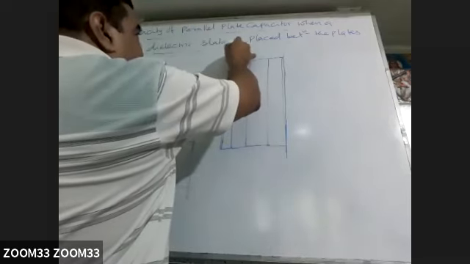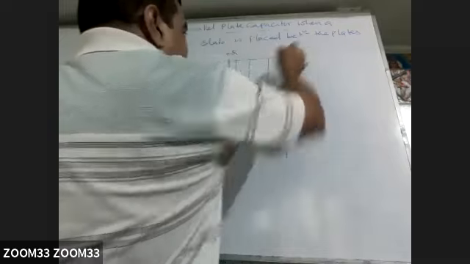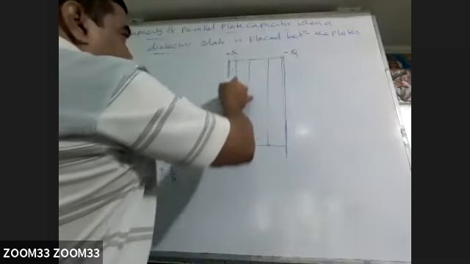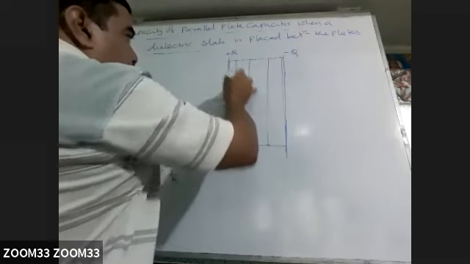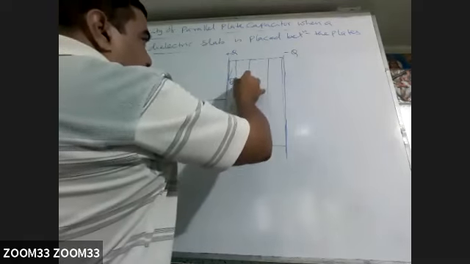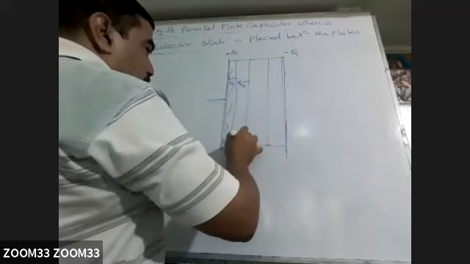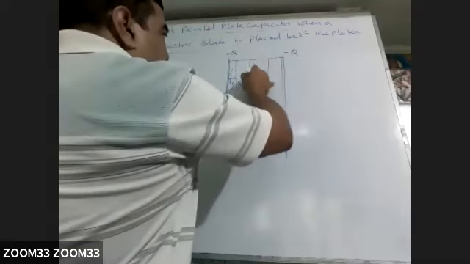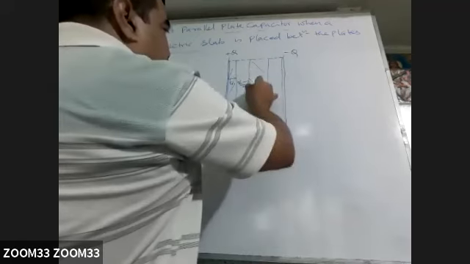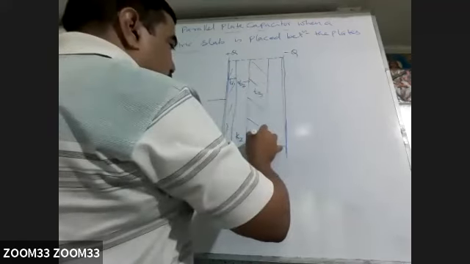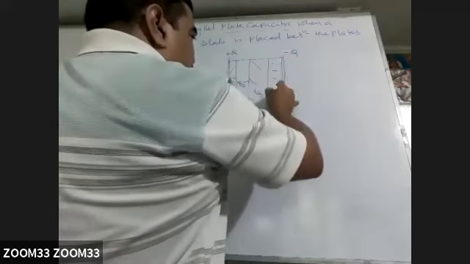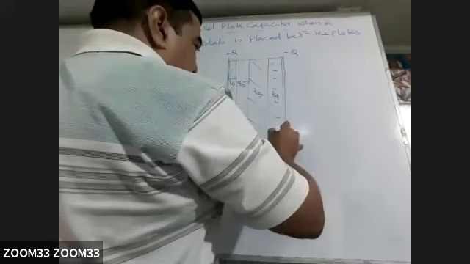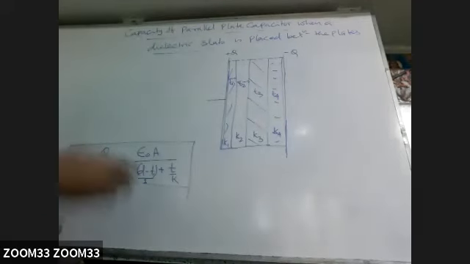So on this plate we are giving plus Q, on this plate minus Q. This is the dielectric constant, suppose K1, thickness T1. This is T2, dielectric constant K2, this is T3, this is T4, and many more may be inserted. Then what will be?